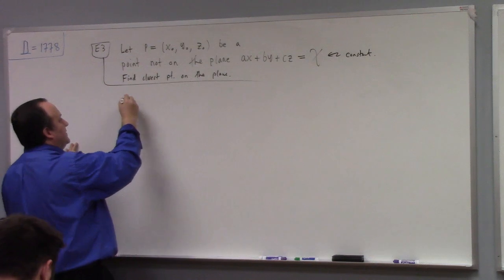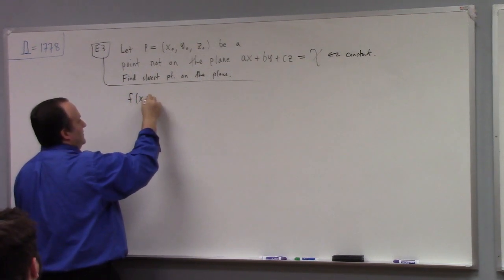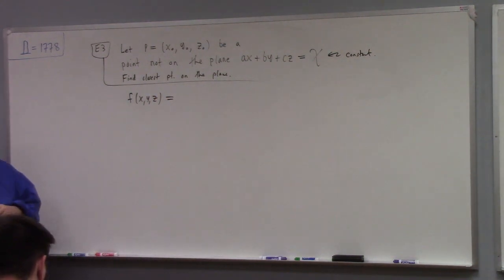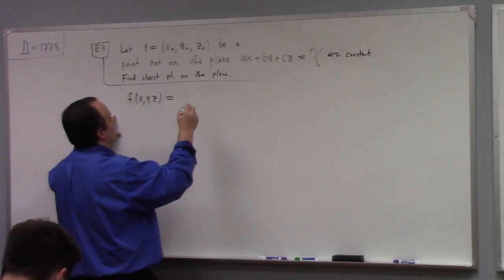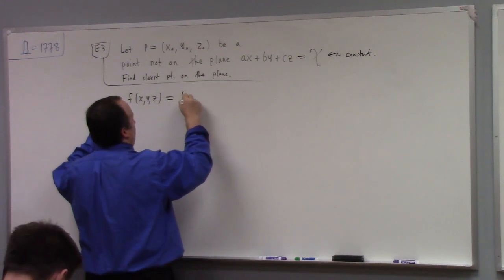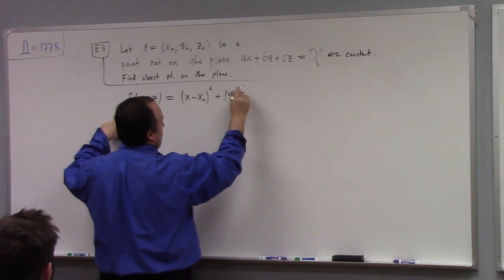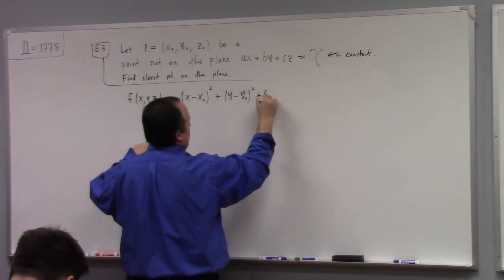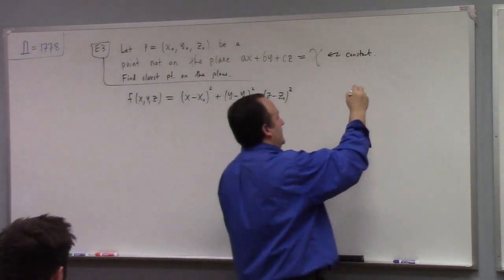So what's our objective? Our objective is to minimize this function. Now, you could do square root, but it's just smarter to minimize the square. Because do you guys like differentiating square root? I certainly don't. So I'm going to use x minus x naught squared plus y minus y naught squared plus z minus z naught squared. See, that's the distance from my plane.